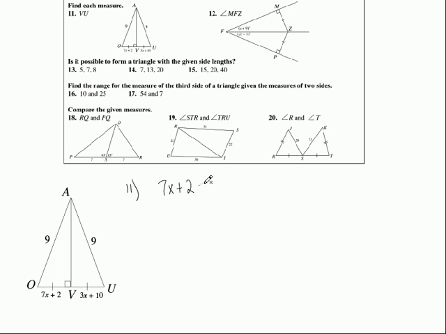7x plus 2 equals 3x plus 10. Let's solve for x. Subtract a 3x from both sides, that's 4x. Subtract a 2 from both sides, it's 8. Divide by 4, and x is 2.